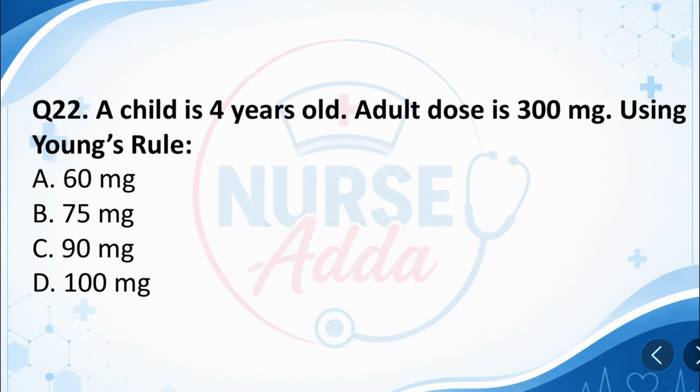Question number 22. A child is 4 years old. Adult dose is 300 mg. Using Young's rule, what is the right answer? The right answer is 75 mg.